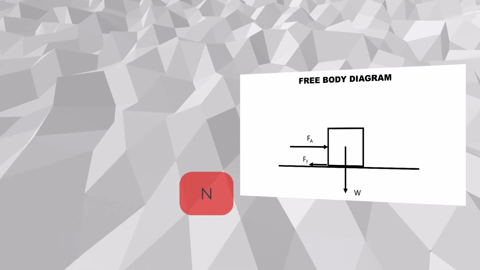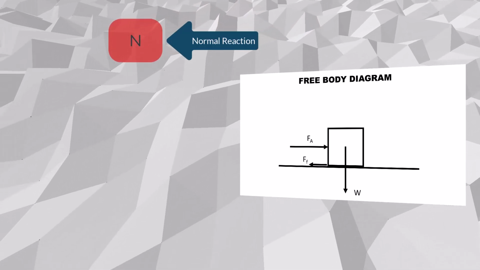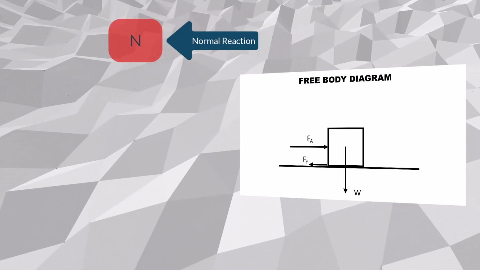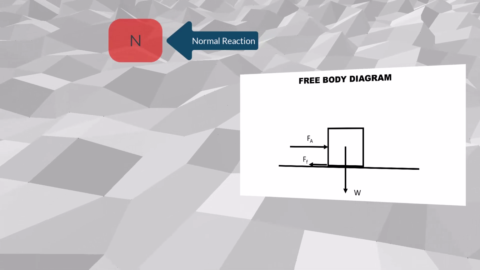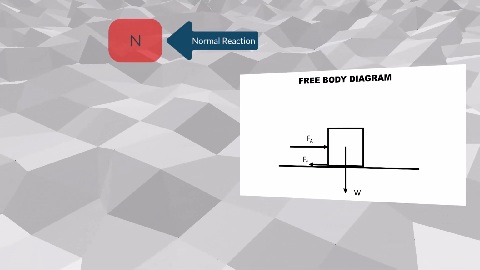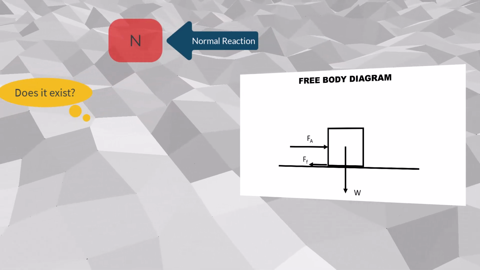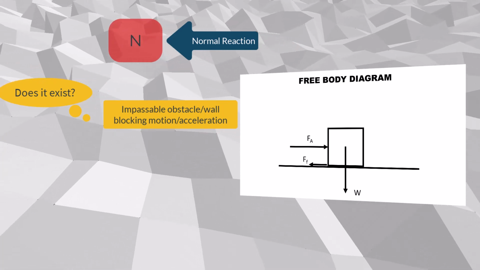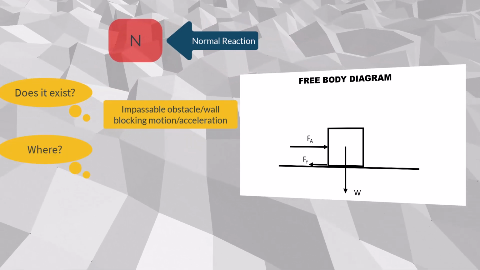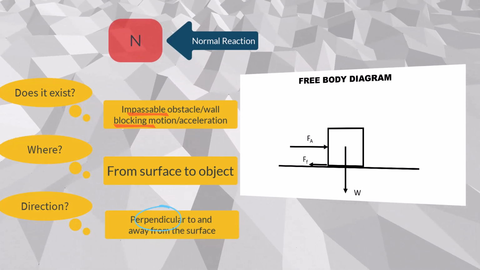The final type of force we'll discuss is the normal force, also known as the normal reaction. This force is exerted by an immovable object, like a wall, to prevent other objects from passing through it. Again, we need to consider the following. First, is there an immovable obstacle or wall that blocks motion or acceleration? If so, the normal reaction is always exerted from the immovable surface to the object in a direction that is perpendicular to and away from the surface.